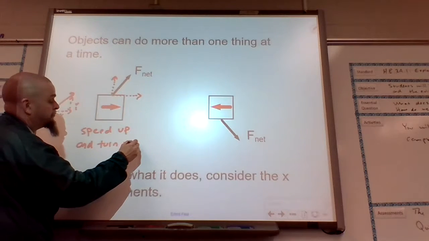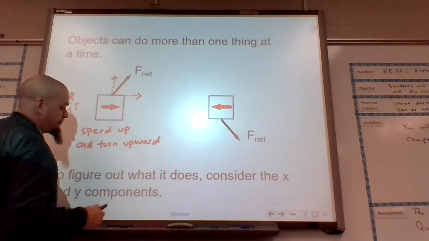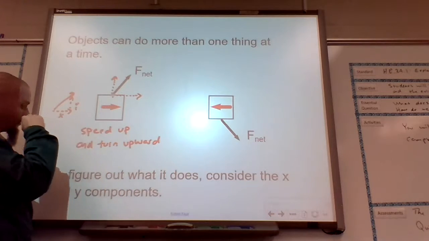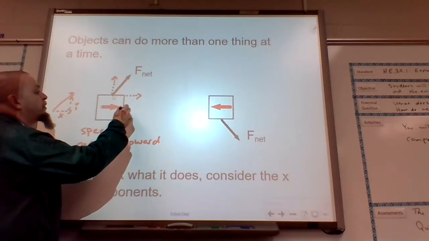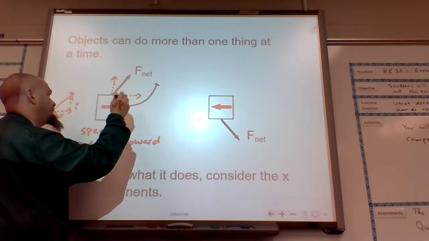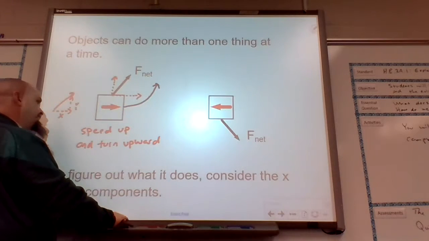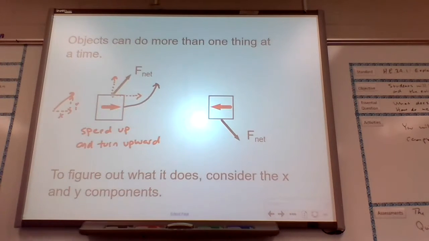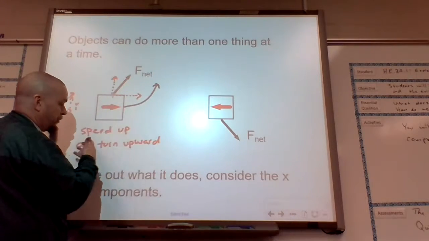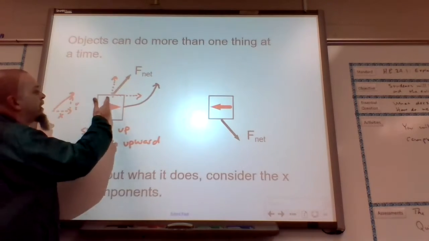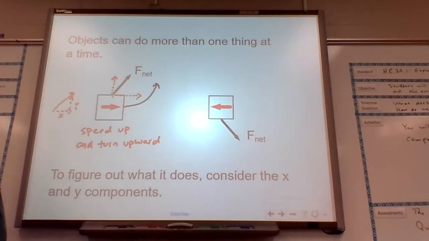It'll turn upwards, or north, or however you want to describe it. So this object would speed up as it did that. And again, that's just recognizing that any one of these angled vectors can be broken down into a specific x and y component. And each one will act independently. This x component will speed the object up. This y component will turn it in whatever direction it's facing.